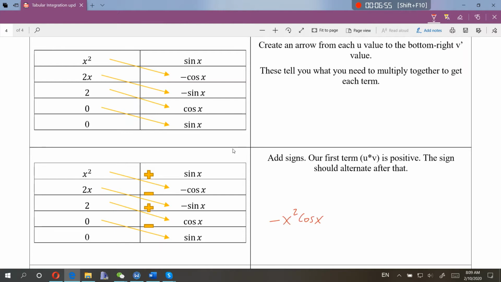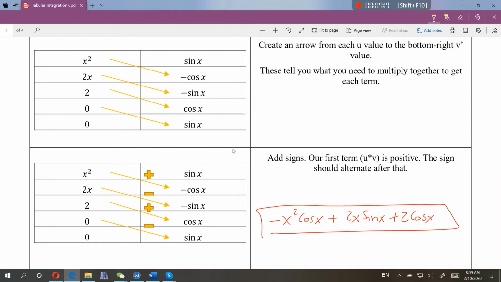Okay, minus 2x times negative sine x. Minus a negative is positive, so that's positive 2x sine x. Plus 2 cosine x. Minus 0. Now everything after this will be 0 times a number, so at this point we're done. The integral of x squared sine x dx is equal to this.